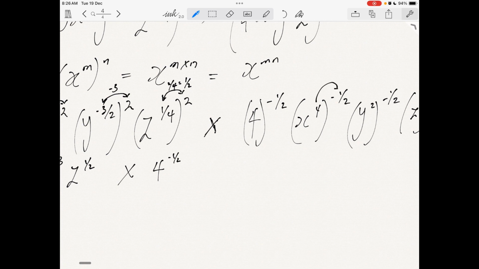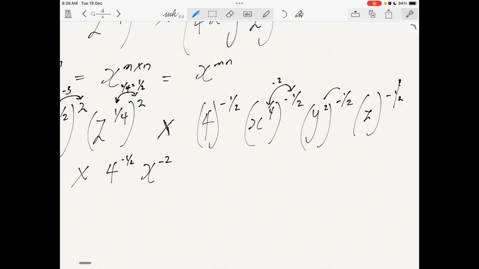4 multiplied by minus 1 over 2 will give me minus 2, x raised to power minus 2. 2 multiplied by minus 1 over 2 will give me minus 1, and that's y raised to power minus 1. This is z raised to power 1. So 1 multiplied by minus 1 over 2 will give me z to the power minus 1 over 2.